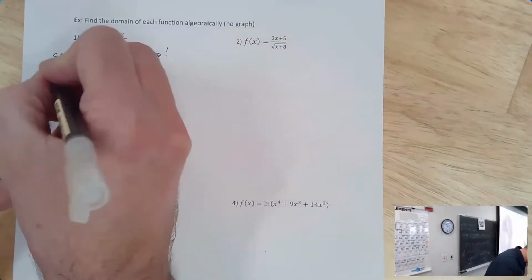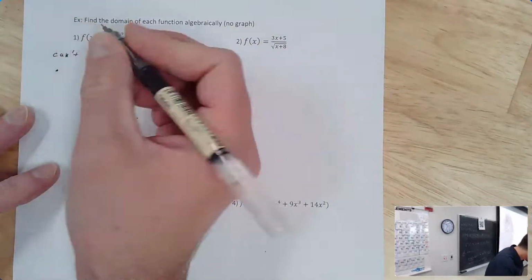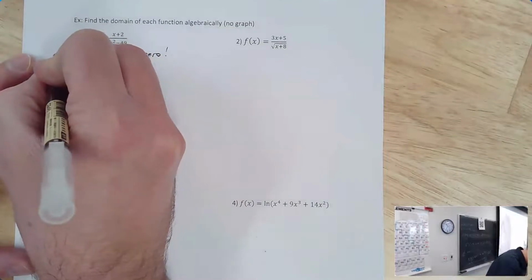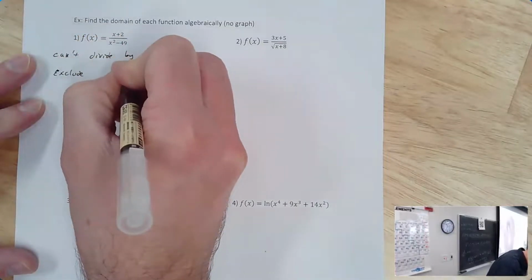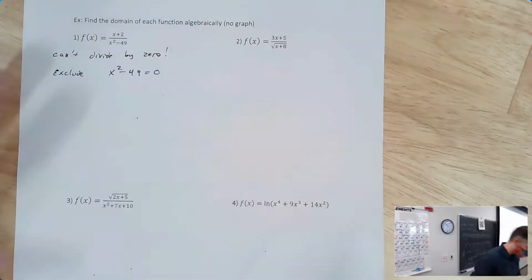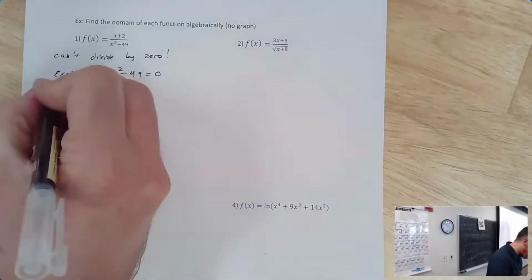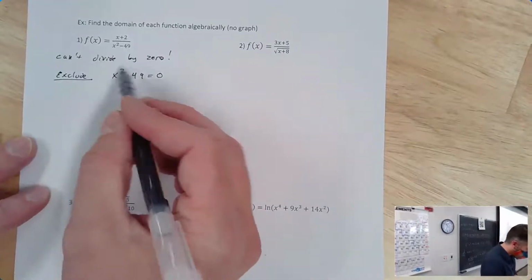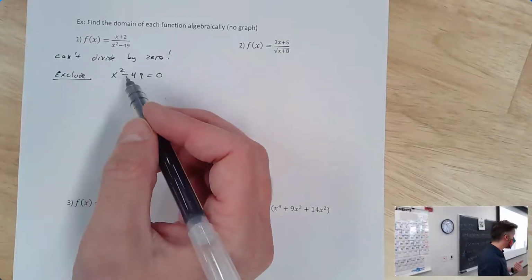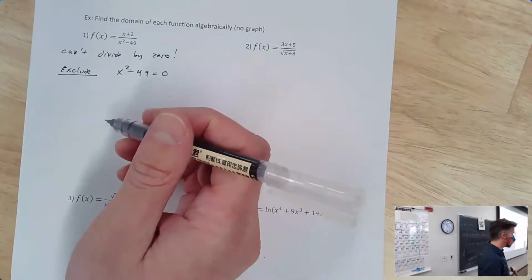So what we're going to do is we're going to set, I even like to write exclude. We're going to exclude where the denominator is equal to 0. We're very exclusive. I mean, when it comes to dividing by 0, right? So there are going to be two values we don't want. X can't be 7, x can't be -7.